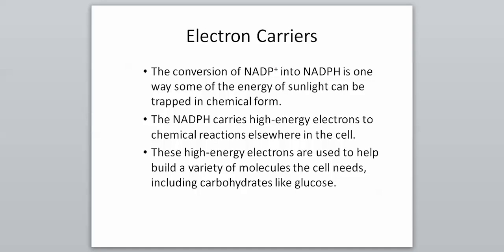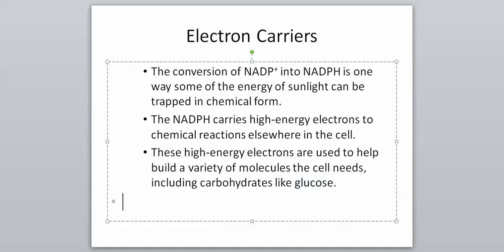Then the NADPH carries these high-energy electrons to chemical reactions elsewhere in the cell. Photosynthesis isn't our only reaction. Other things will occur. These high-energy electrons are used to help build a variety of molecules the cell needs, including carbohydrates like glucose. The building of glucose is the main thing because that is the main food for the plants. So that is it for our photosynthesis.